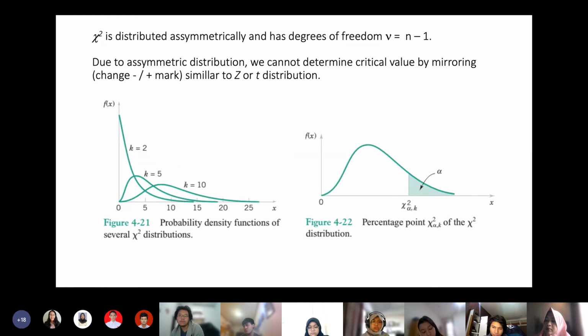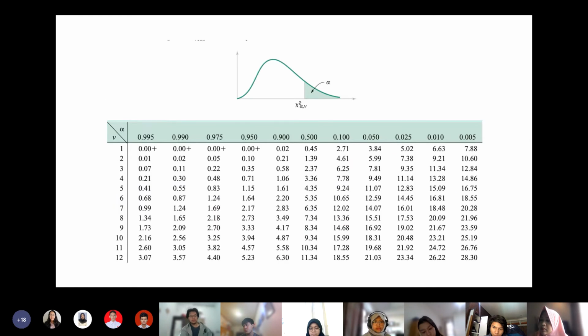Because the chi-square distribution is not symmetric, we cannot determine the critical value by mirroring the negative and positive values, similar to the z or t distribution. So how do we get the chi-square value? To get the chi-square value, we can use the chi-square table. It is available in Appendix A of the Montgomery book.